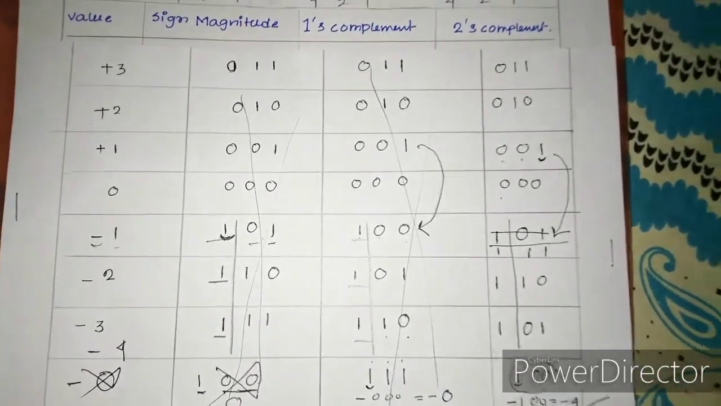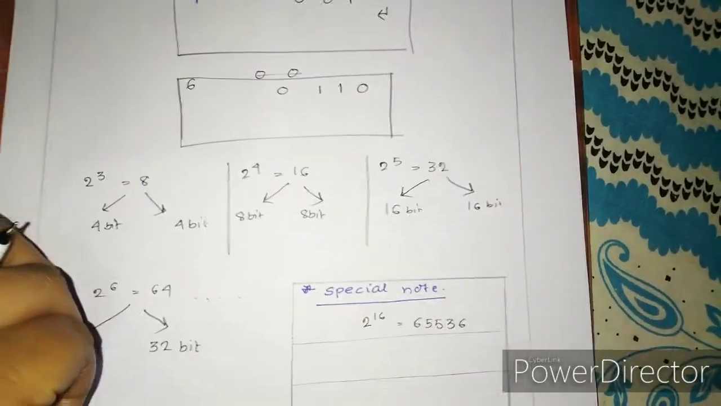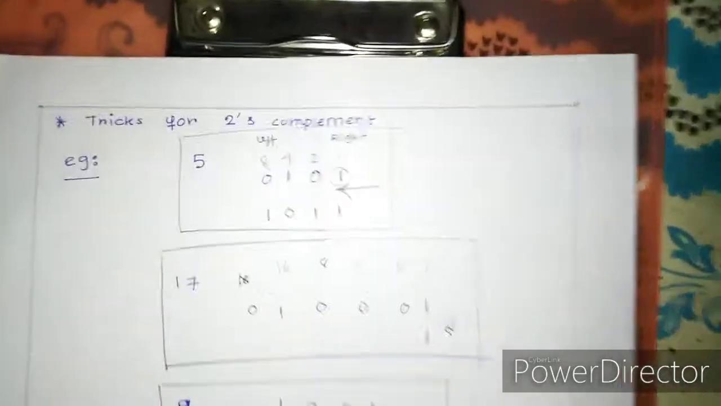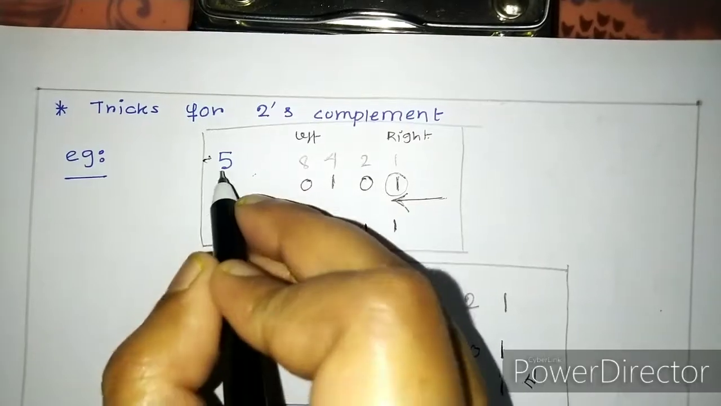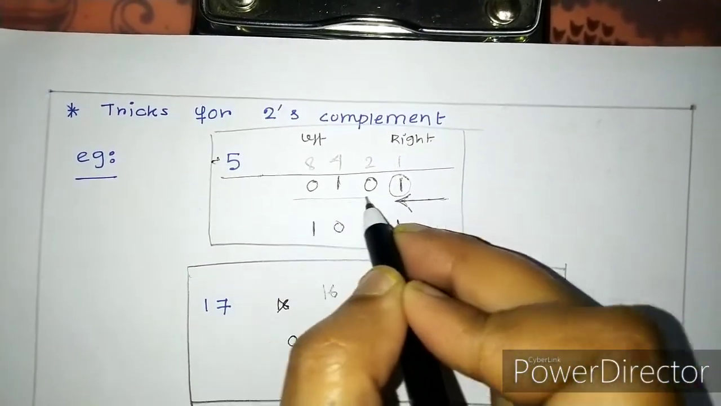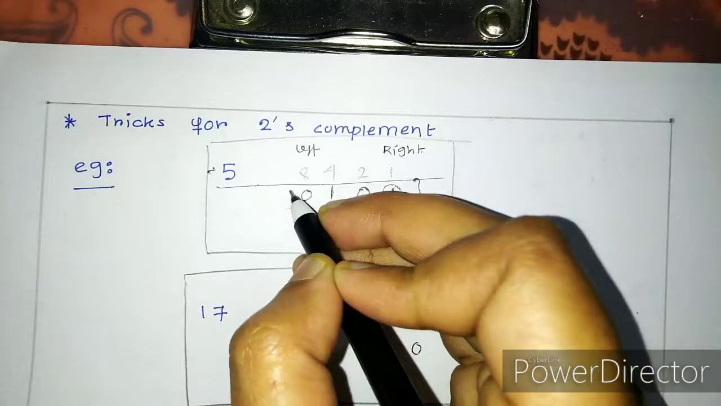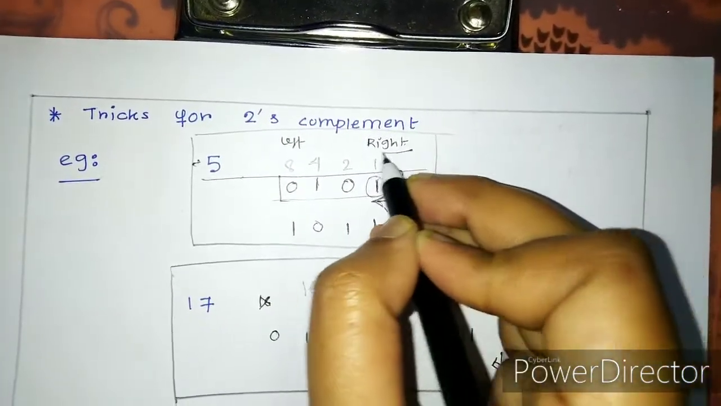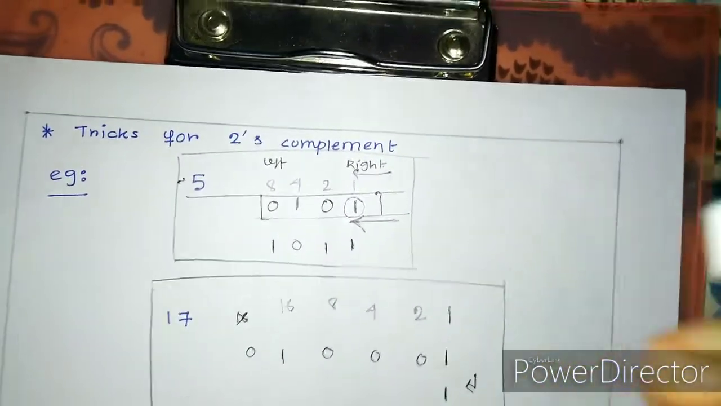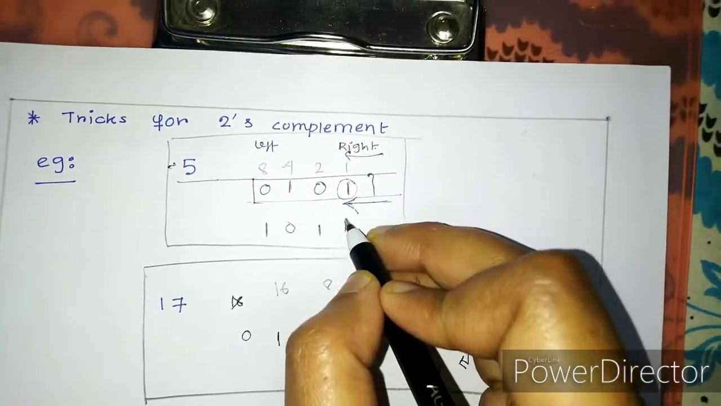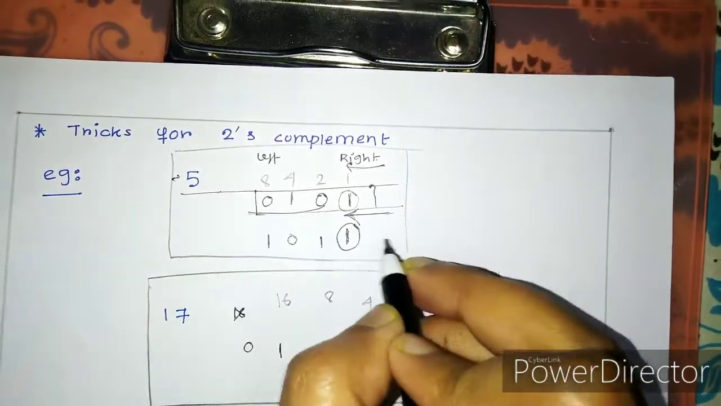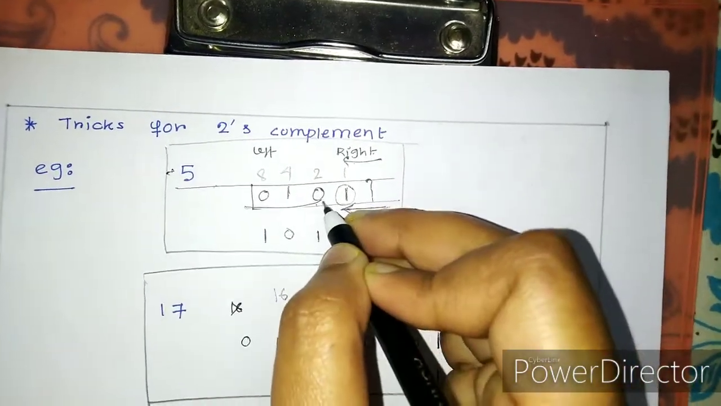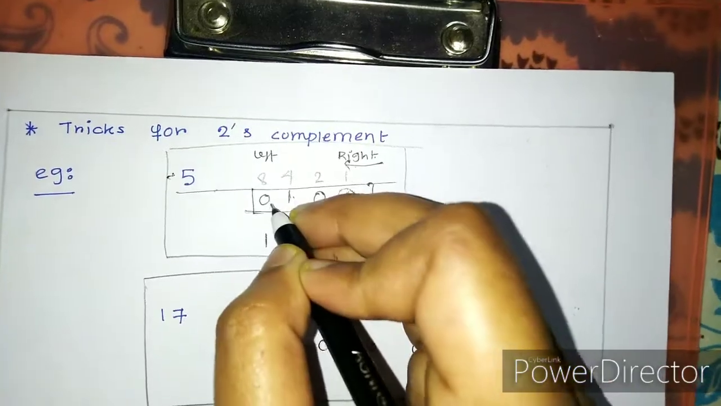Now let me teach you a trick for 2's complement, as it is so easy. If we have to calculate the 2's complement of a number, what do you have to do? Suppose I have written plus 5 here. Make the positive binary representation of plus 5. Now from the left hand side, see where the first 1 occurs. When the first 1 occurs, write this as it is. For the rest of the bits, take the 1's complement of them. So 0 becomes 1, 1 becomes 0, 0 becomes 1.